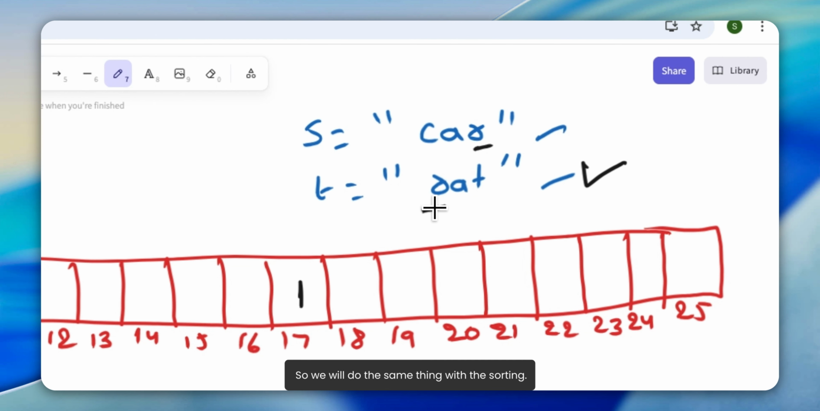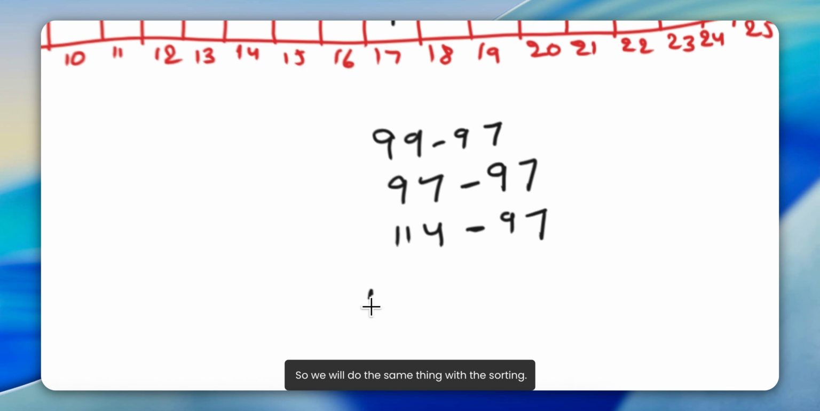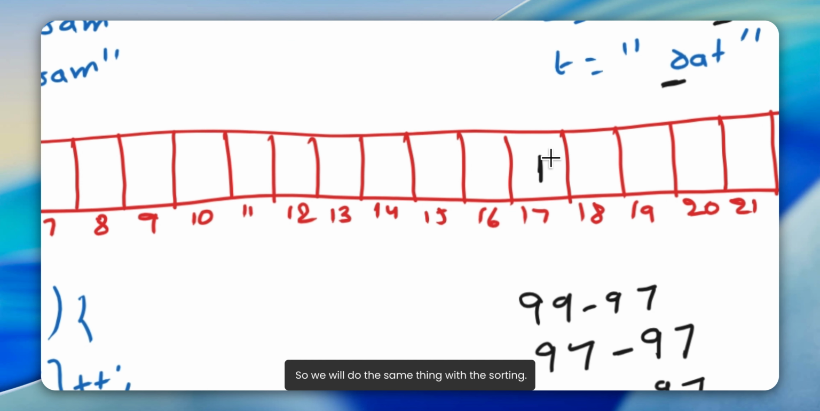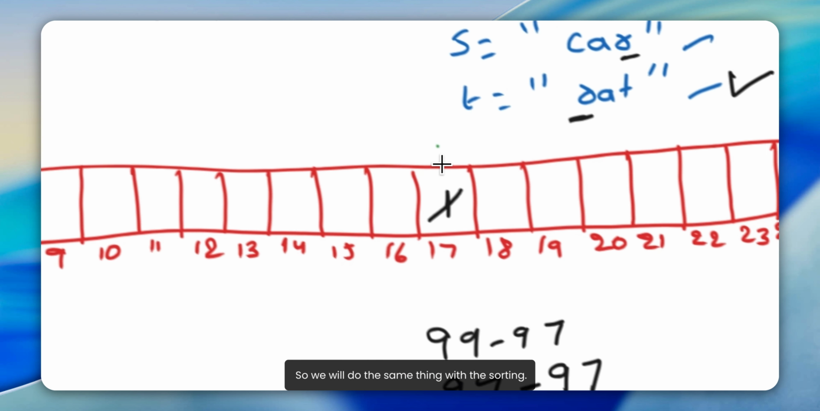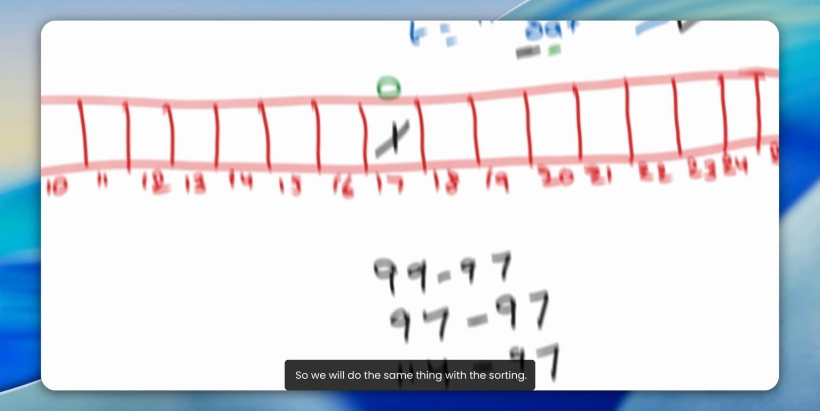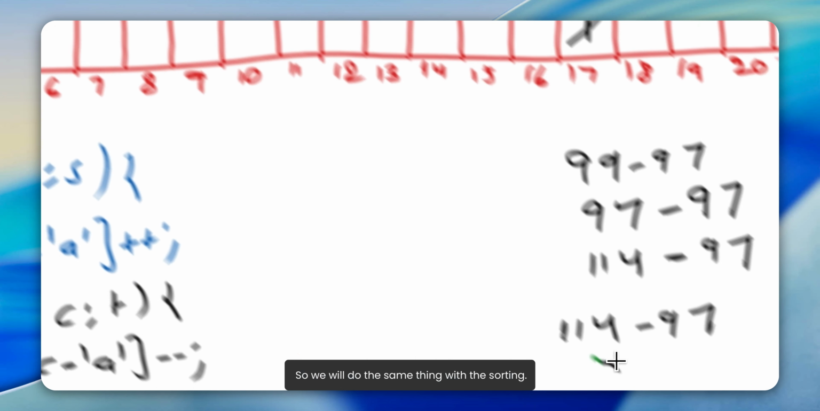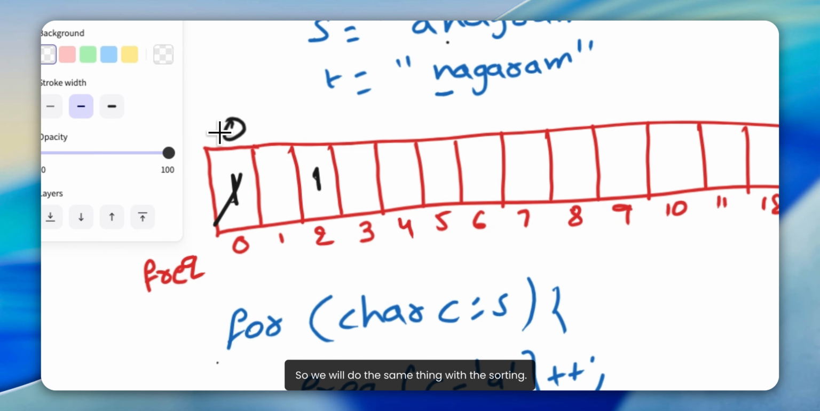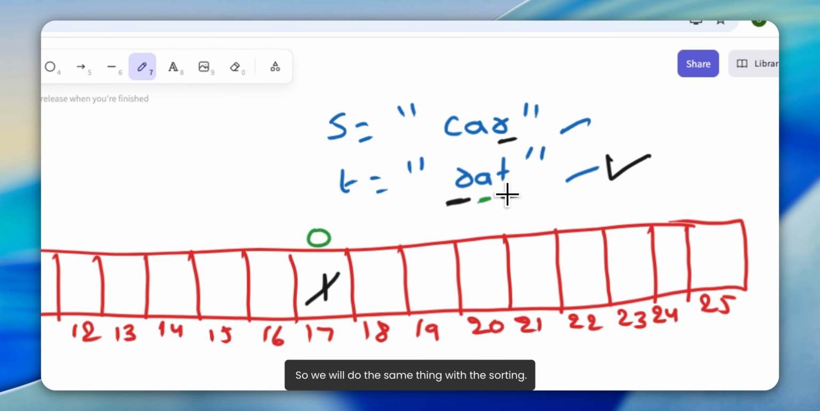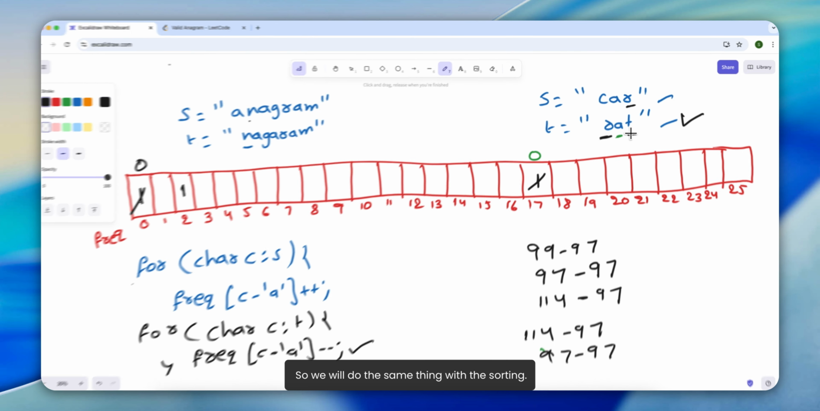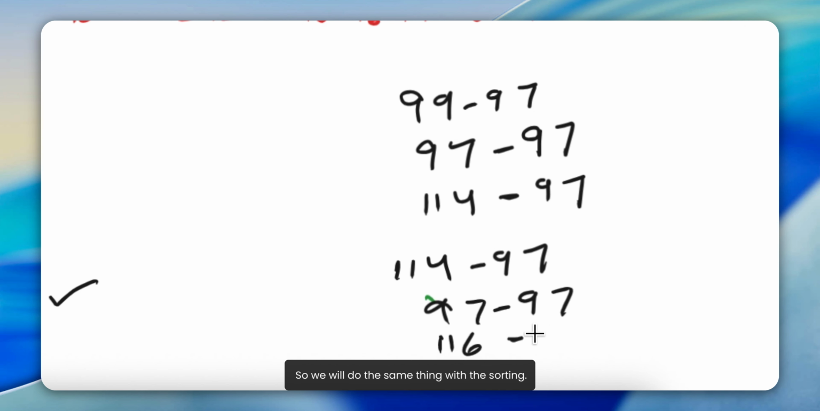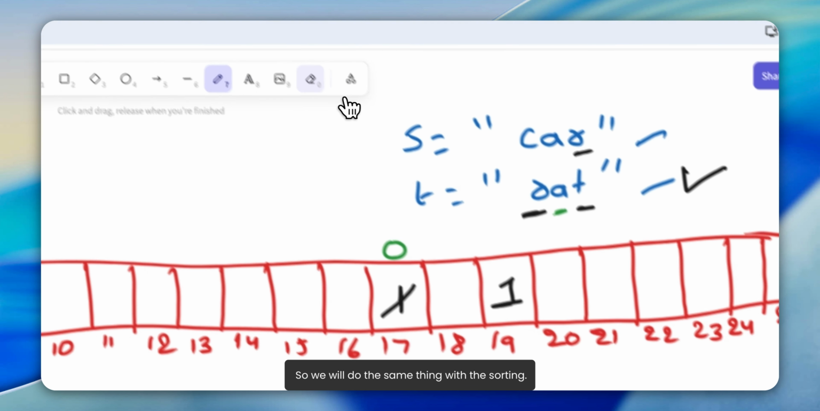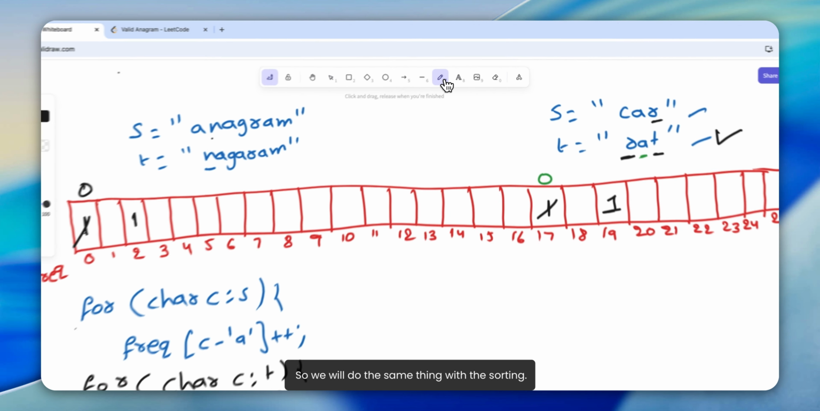During the second string traversal, our first character is R. R's ASCII is 114, so 114 minus 97, which is 17. So let's decrement this value to 0. And then A. A is 97, 97 minus 97, so let's decrement the 0. And then T. T's ASCII is 116, 116 minus 97, which is 19. So let's increment here, 1. Let me quickly erase this.